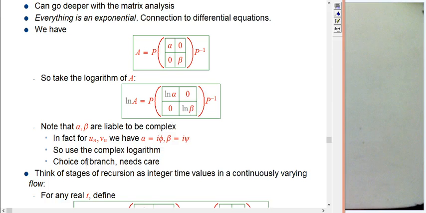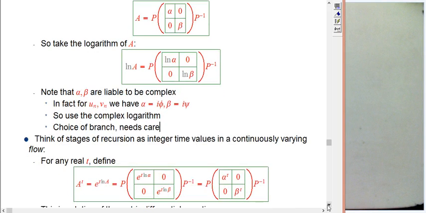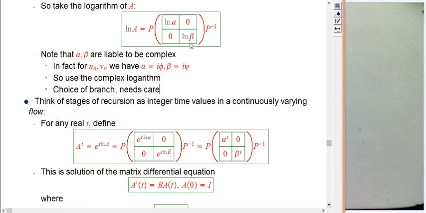So you do have to choose what's called a branch of the complex logarithm function. That needs some care. It can get you in trouble. But again, that goes a little more in the direction of complex analysis than I really want to go for. I've studiously avoided trying to worry about that, and I think I've managed just not to say anything that's actually incorrect. Okay, so that allows us to think of what's going on here as the solution of a differential equation, or in other words, a continuously varying flow.